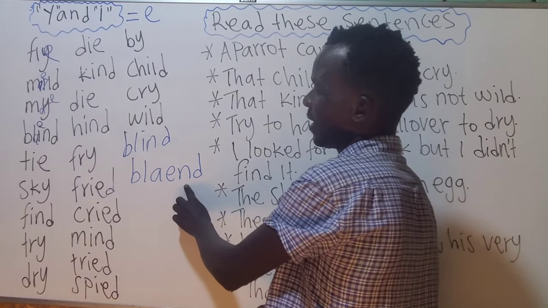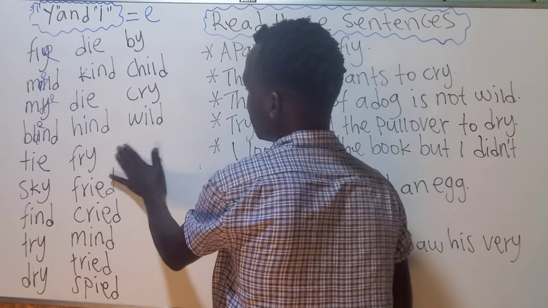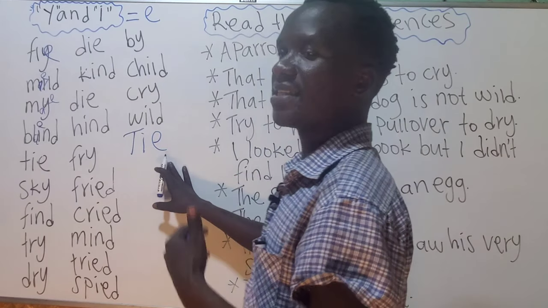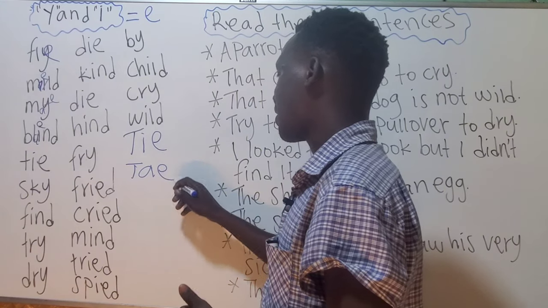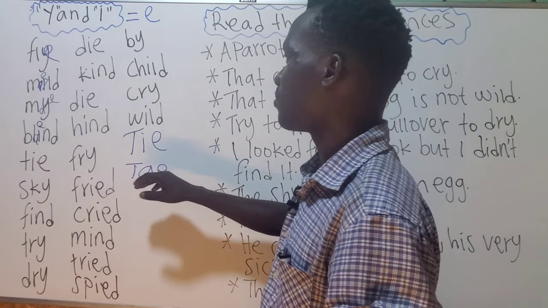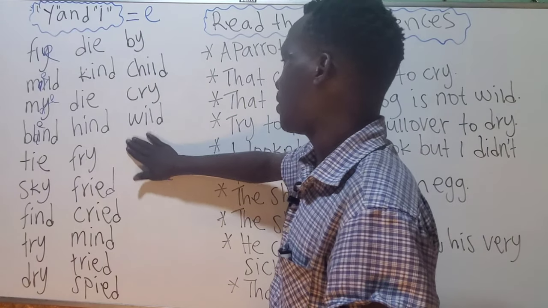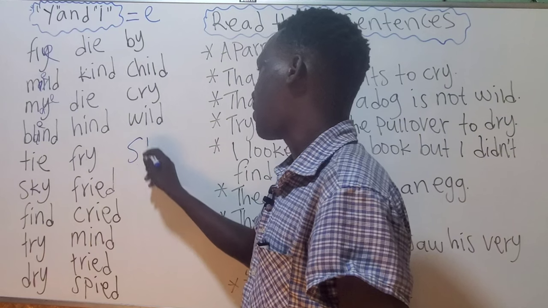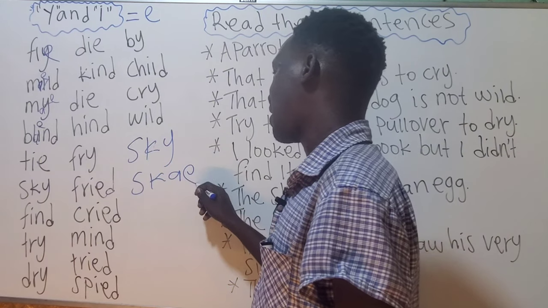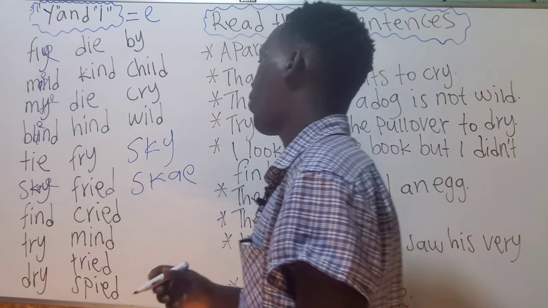And then this is tie. Let us see how tie. This is tie, but the sound is ta-E, like that. This E remains E, okay? Yes, because the sounds all go back to E. And here we have sky, okay? Sky sounds like ska-E. The silent A here, and then this Y will sound like E, silent A, okay?